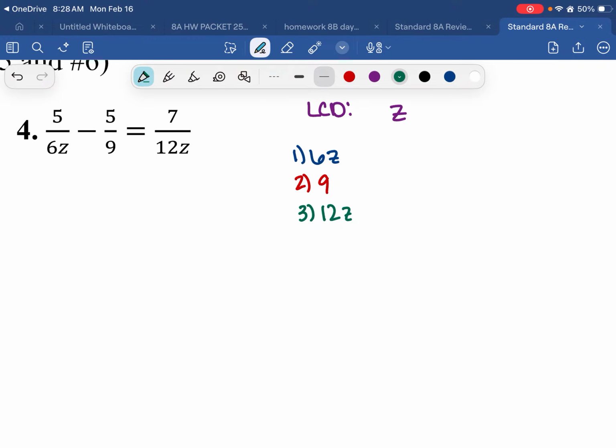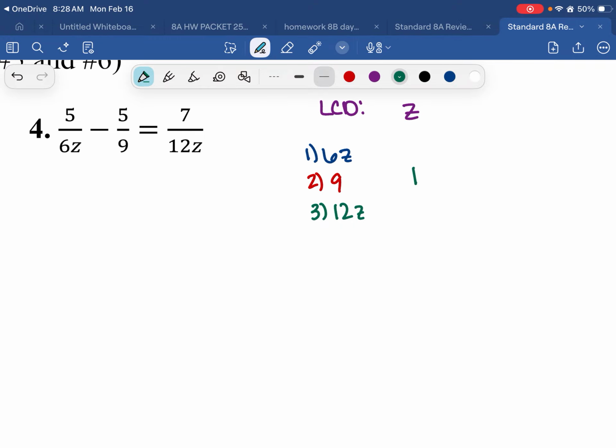When you want the smallest value, write out the multiples of the first one: 12 times 1 is 12, 12 times 2 is 24. Since 6 goes into 12, 6 is included. But the next number is 36, and 9 times 4 does give me 36. So I'm going to put a 36 up here.